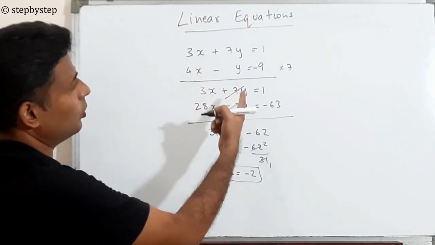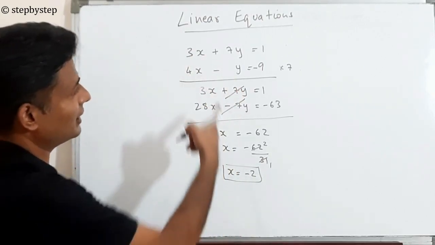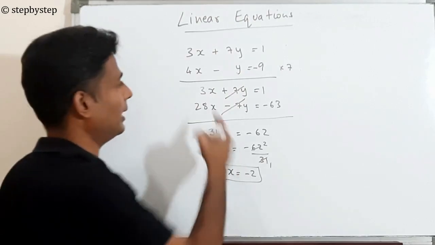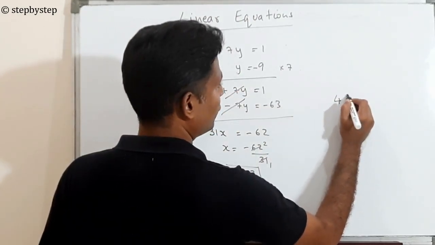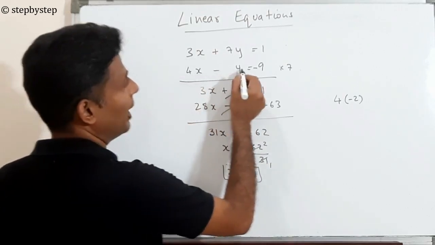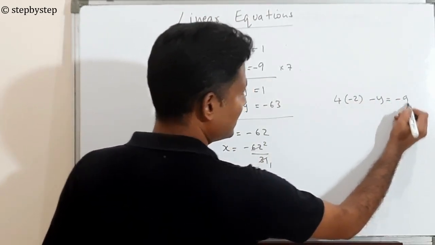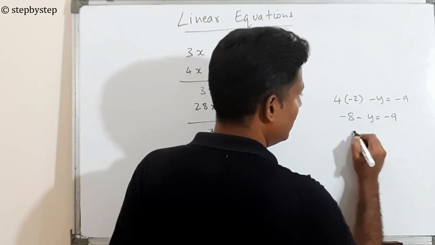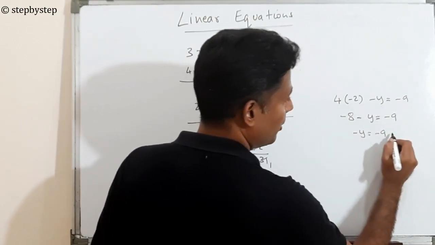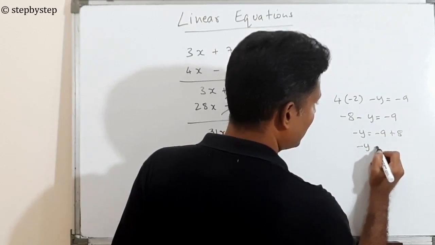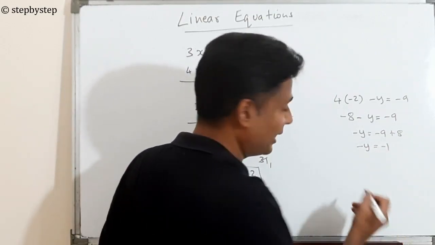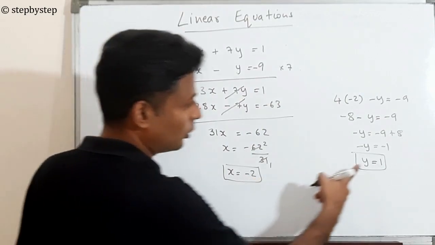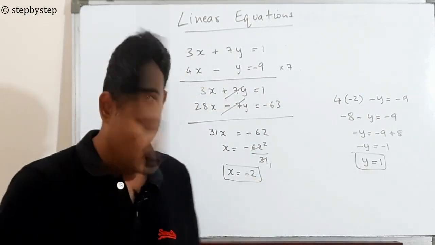I got x equal to minus 2. I'll substitute in one of these equations. I'll take this equation or this equation. It doesn't matter where you substitute. I'll select the second equation again. What do we have? 4x, that is 4 into minus 2, minus y equal to minus 9. So minus 8 minus y equal to minus 9. So minus y equal to minus 9 plus 8. So minus y equal to minus 1. Multiplying by negative sign on both sides, I get y equal to 1. So x is minus 2, y is 1.